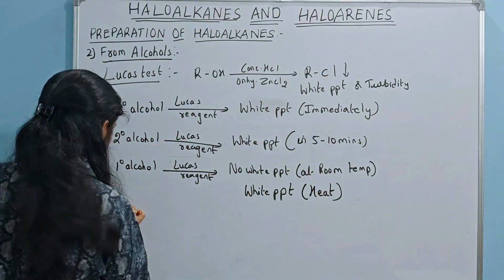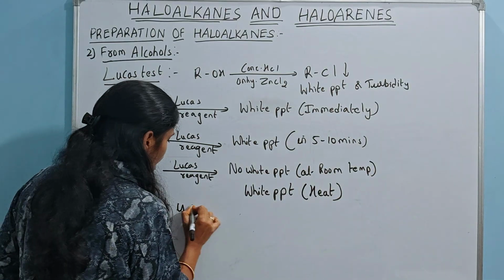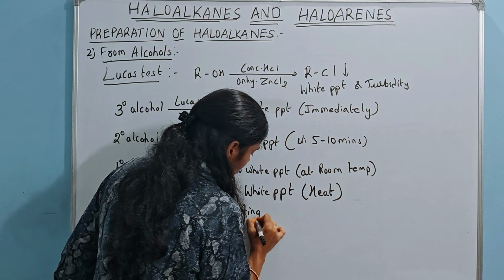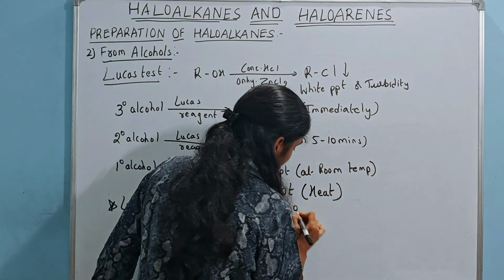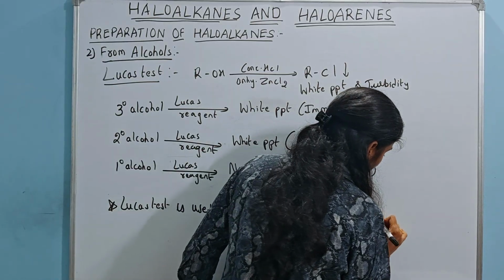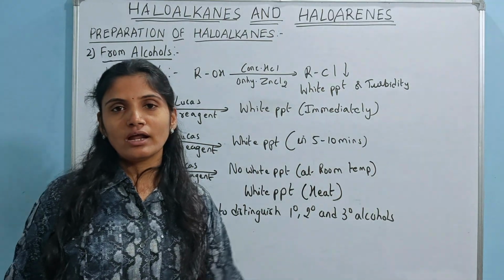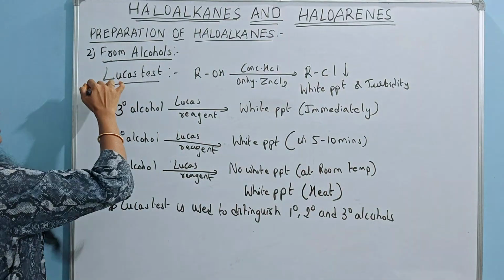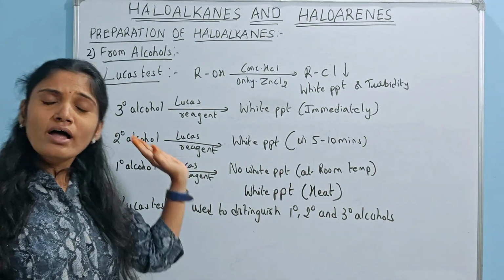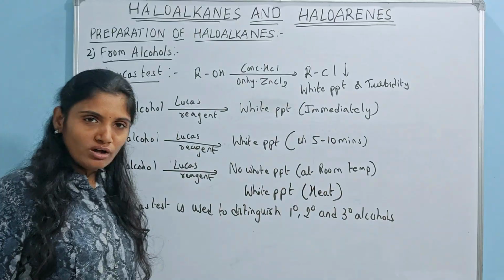Now, can I say it like this? Lucas test is used to distinguish primary, secondary and tertiary alcohols. Very important test it is, to distinguish primary, secondary and tertiary alcohols. This will again come in the properties of alcohols when we do alcohols, phenols and ethers.